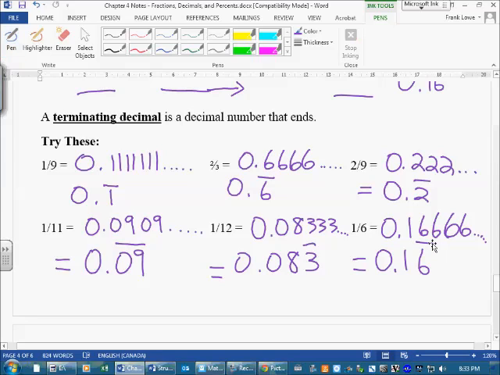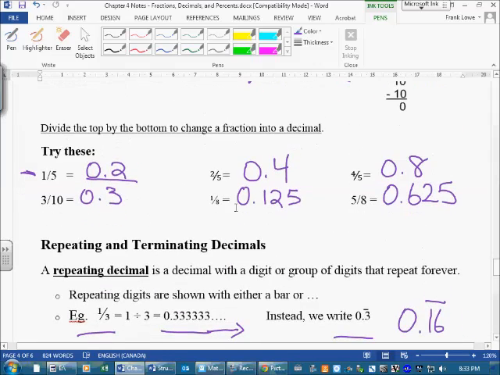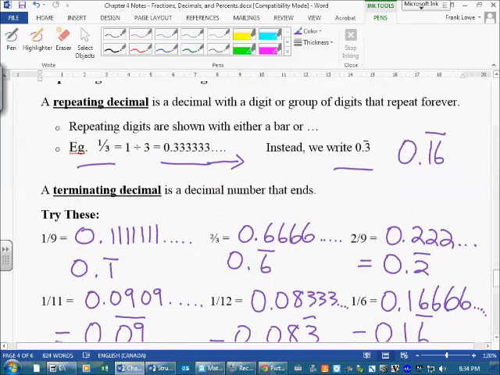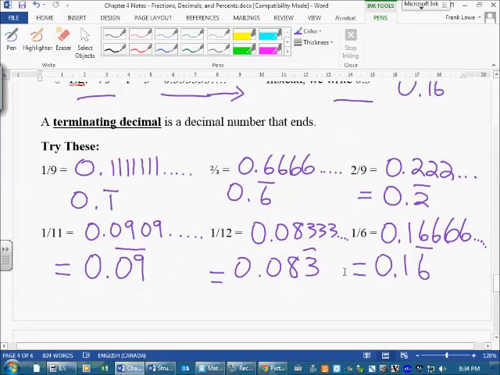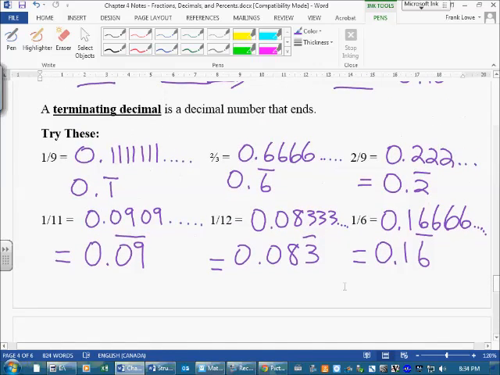Okay, so that's the difference. Terminating is when you do the division and you have a nice short little number. It comes to an end and it's over. That's terminating. A repeating decimal is when you have a number that just keeps going, or a combination of numbers that just keep repeating themselves. Okay, that's all she wrote.